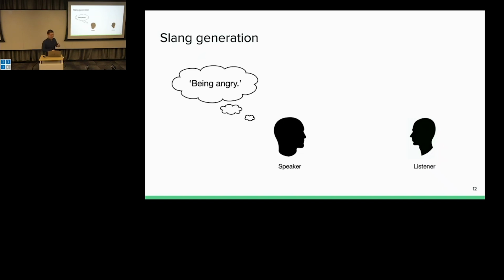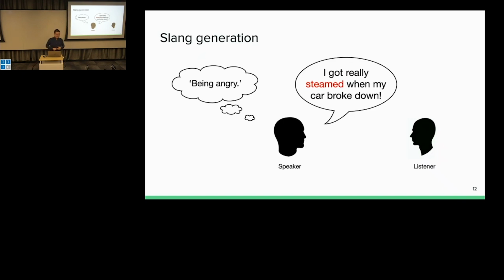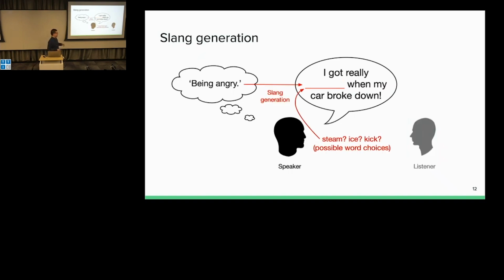So again, we have a speaker who has a meaning that he or she wants to express. And maybe now in this case, instead of saying angry, we use the slang word steam instead. And here the research question we want to ask is why do we actually choose the word steam instead of alternative words such as ice or cake? Why do we really say I got really steamed when my car broke down instead of saying I got really iced when my car broke down?